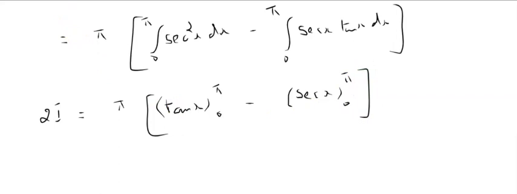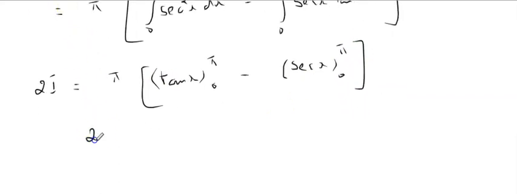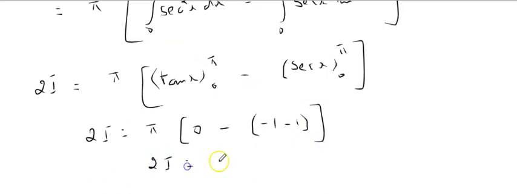Now we know 2I is equal to pi into tan pi minus tan 0, which is going to give you 0 only. So 0 minus, secant pi is minus 1 and secant 0 is 1, upper limit minus lower limit. So minus 1 minus 1 will give you minus 2. So 2I is equal to 2 pi, or I is equal to pi. So the value is pi.